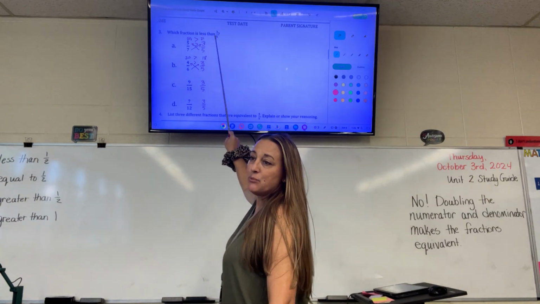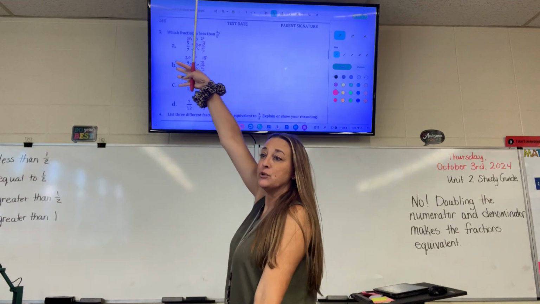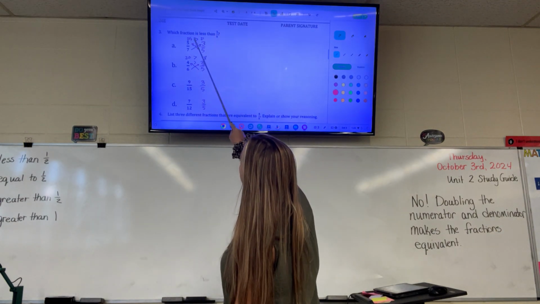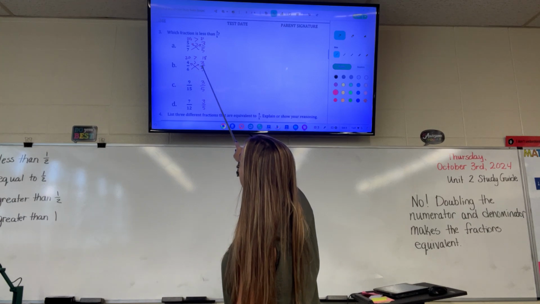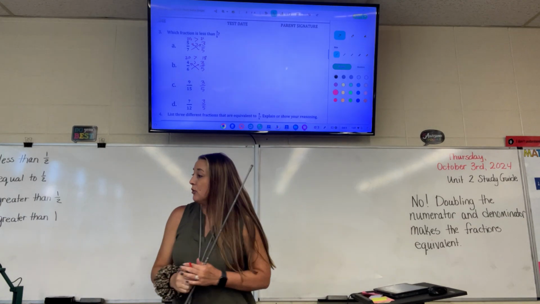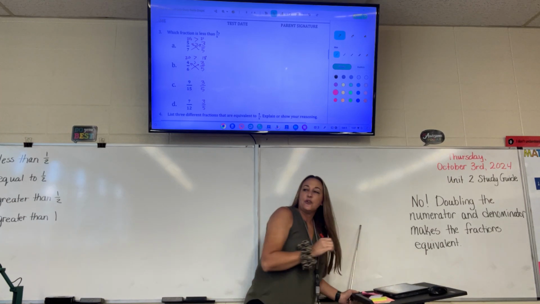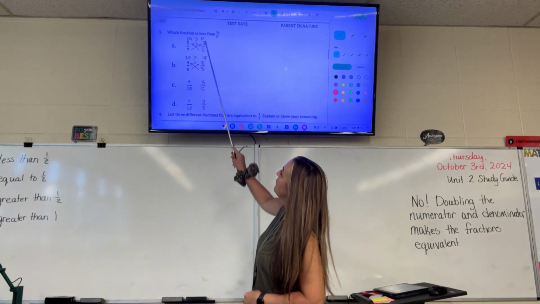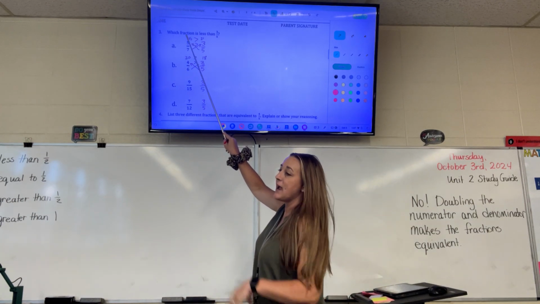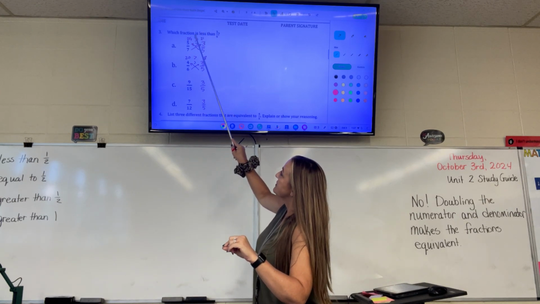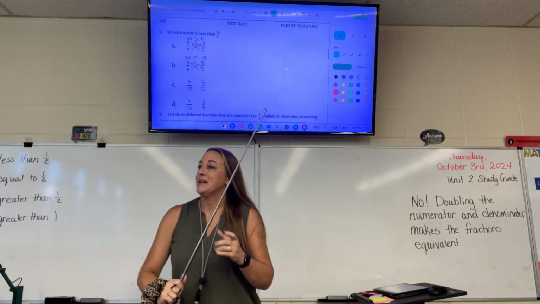So 3/5, the mouth would be open towards 3/5. Is the mouth open towards 3/5? No. Is the mouth open towards 3/5? No. So that's what we're looking for, right? We circle A and B? No, because neither one of them fits the requirement. It says which fraction, so just one answer, is less than 3/5. These are both greater. Does that make sense?